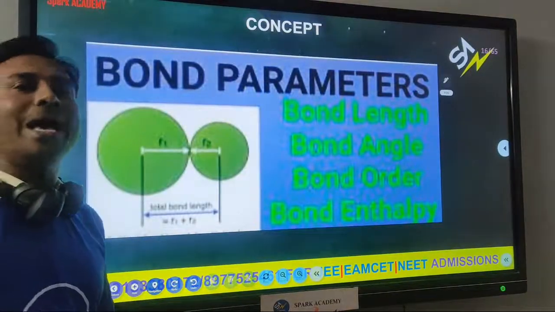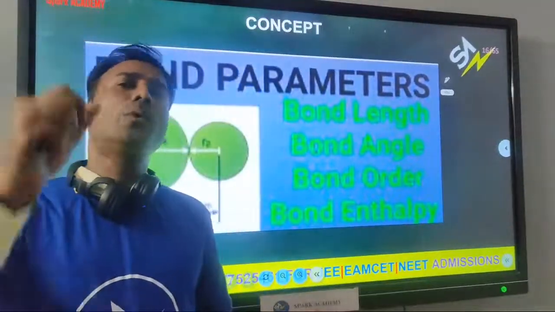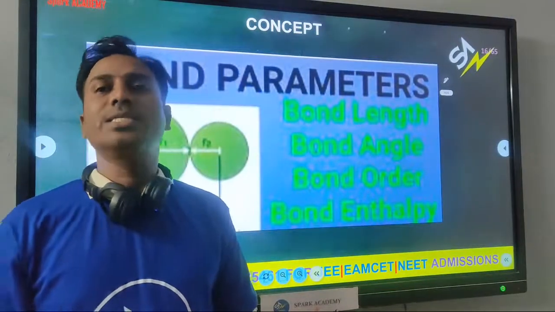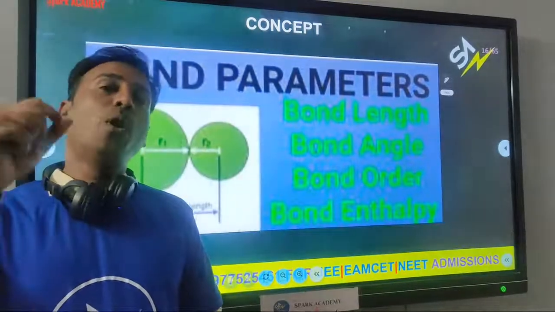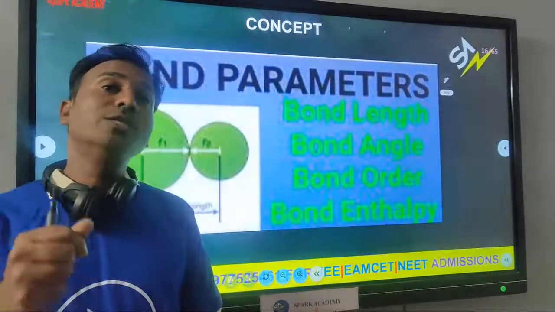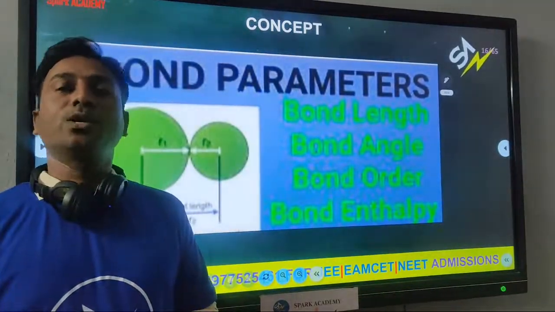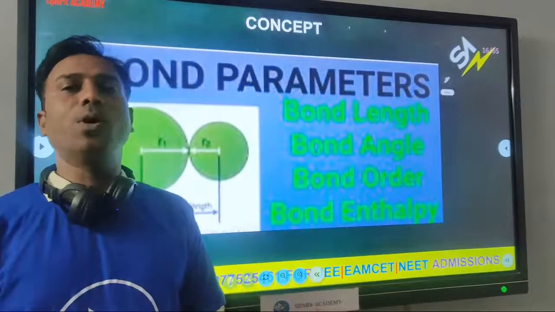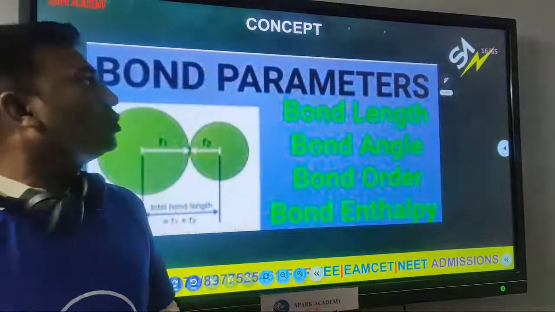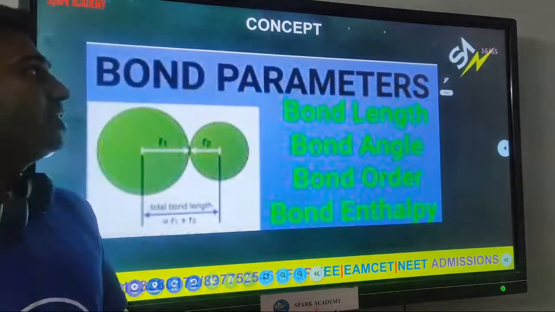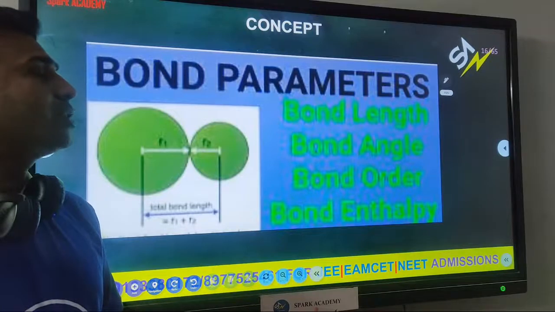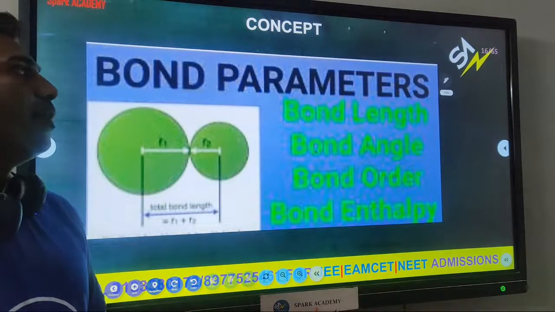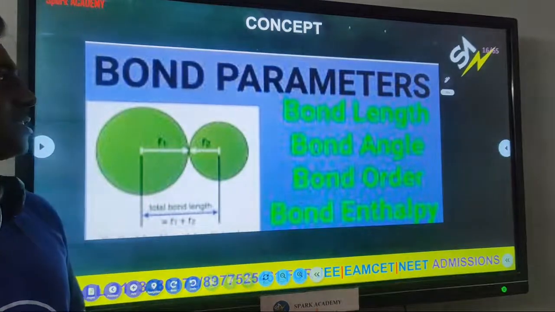Now, bond parameters. What are bond parameters? In a chemical bond, the bond is very essential. The bond holds the constituent atoms, elements, and ions in an ionic bond and covalent bond. So, what are the terms we learn in bond parameters, or terms which we use related to the bond? They are called bond parameters.